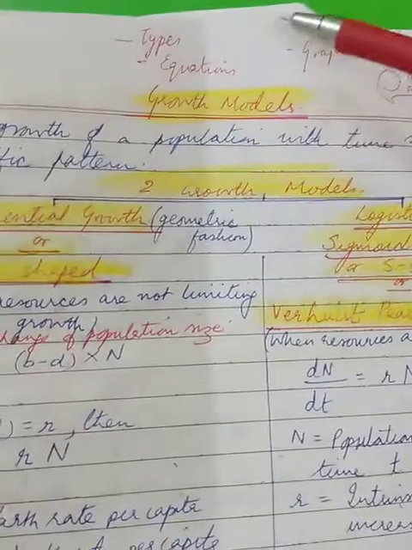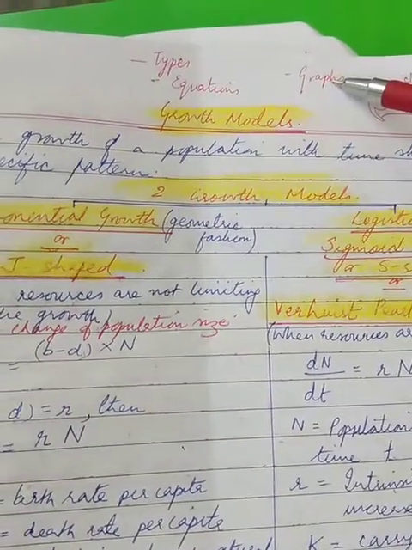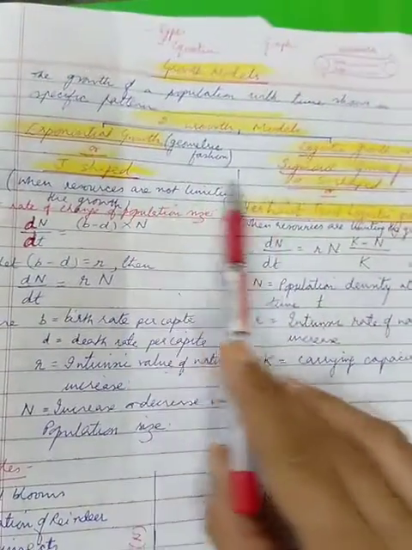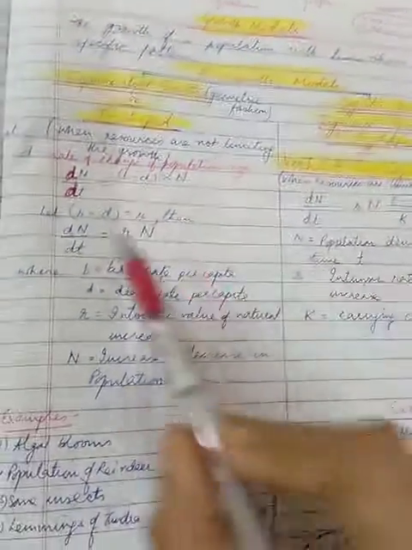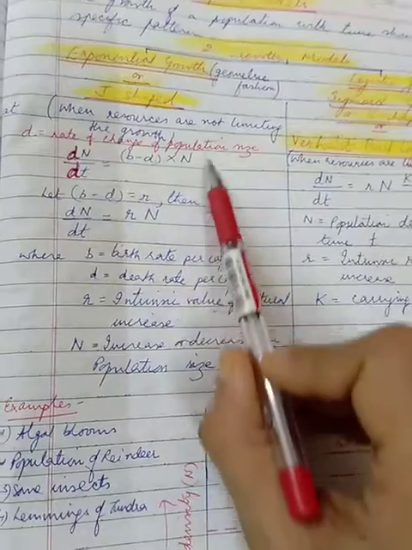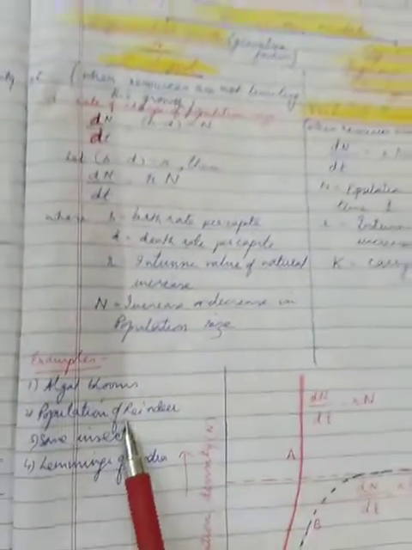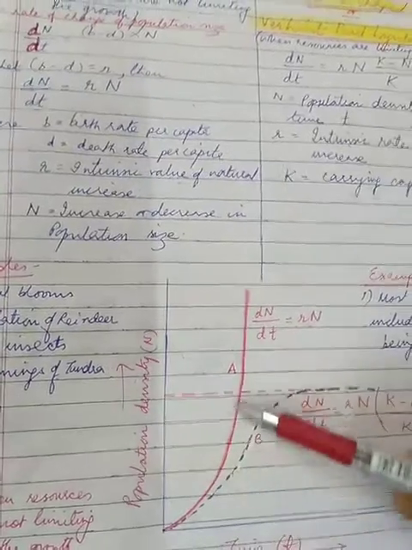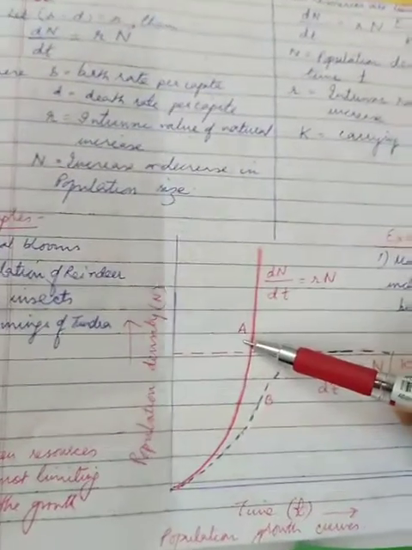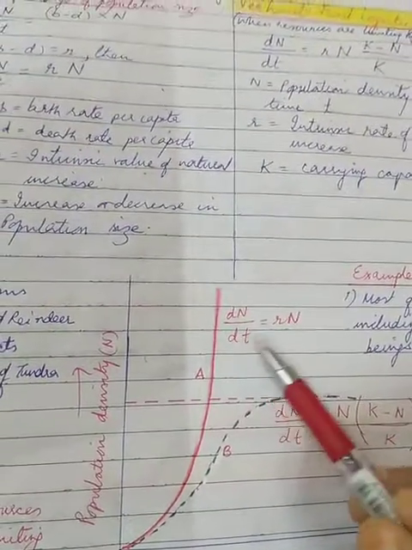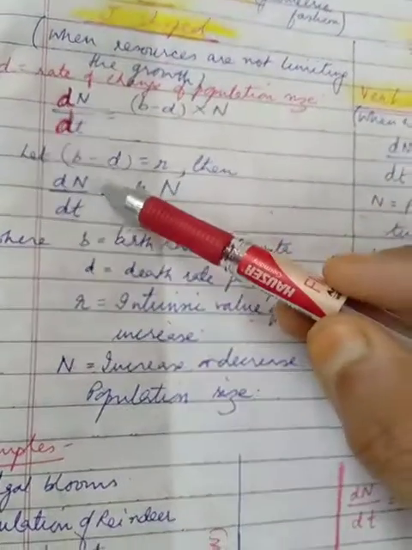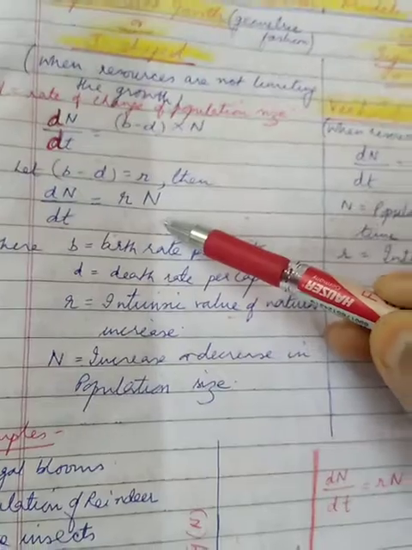Two types, three things as the syllabus says: types, equations, and graphs. Types means two types you have understood, the J-shaped and the S-shaped. Then equation, in this case it is this, and examples which are here along with the graph. So you can see on the red J-shaped curve, which we have assumed as A, dN/dt = rN. Where did this come from? It is the same here. dN/dt = rN.